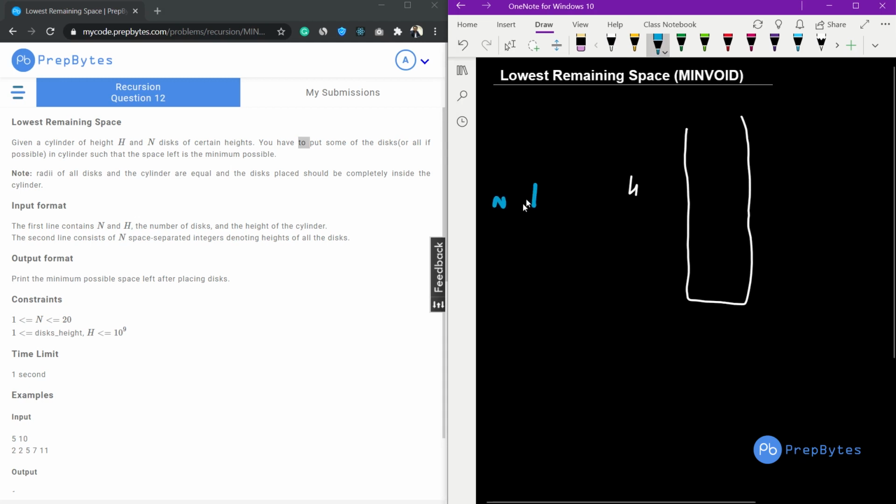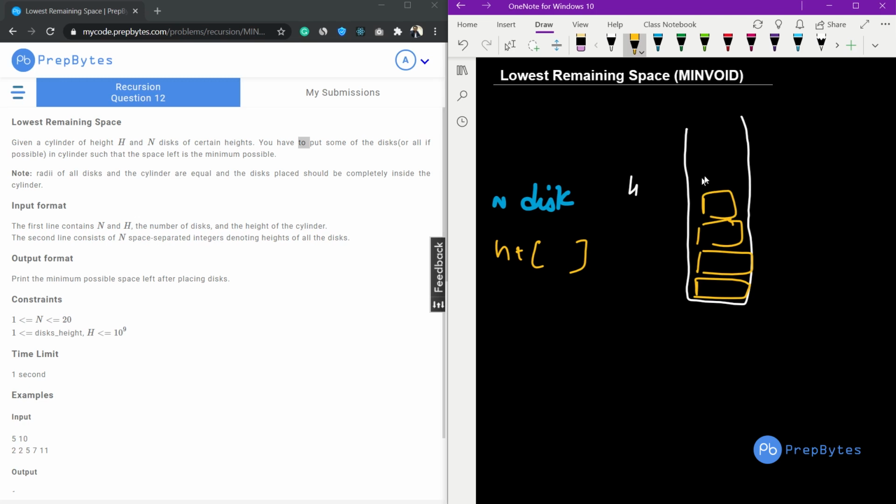Each of the n disks also has a certain height, which is given to us in a height array. What we have to do is put those n disks in this particular cylinder, and we need to know how many disks we can put such that the space remaining is as minimum as possible. After putting the disks, the space remaining should be as minimum as possible. We can also put all the disks if the test case allows us to.